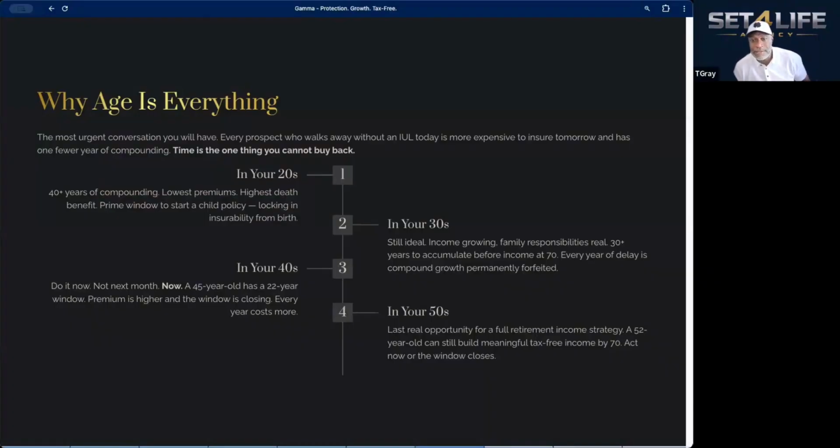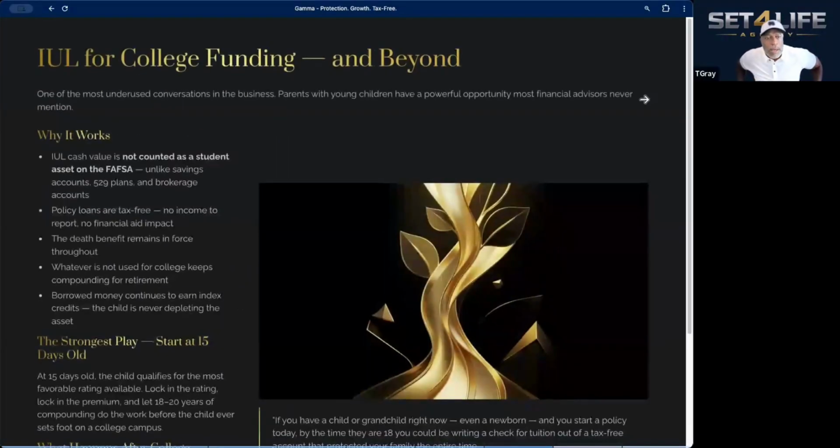And if you're in your 50s, it's Custer's last stand, folks. It's the last real opportunity to leverage this as a real retirement strategy. So time is of the essence. And as a financial professional out there serving people, you want to make sure that you understand that so you can properly communicate it.